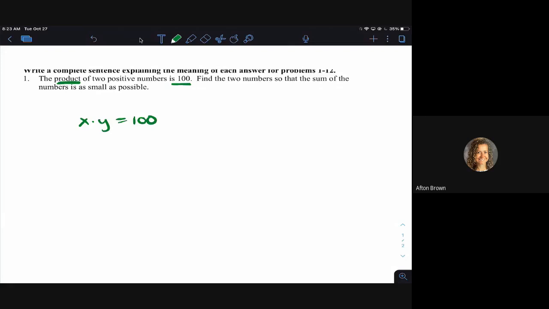Is this a max or a min question? A min. It said as small as possible. So they want us to minimize something. What is it that we're trying to minimize? The sum. So what equation could I write? X plus Y. What am I missing though? Equals the sum. So make this an equation.